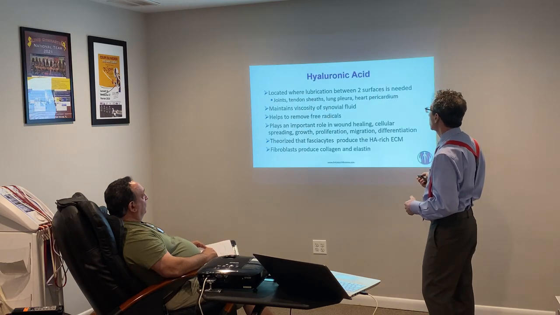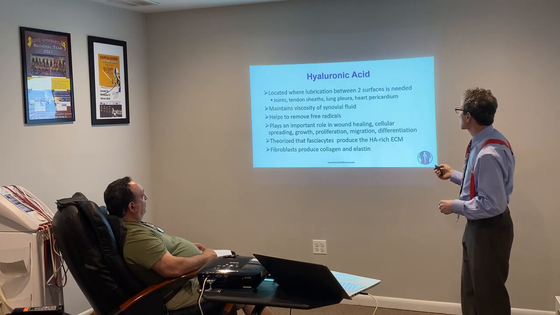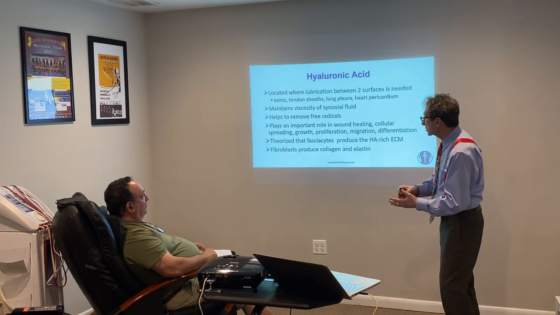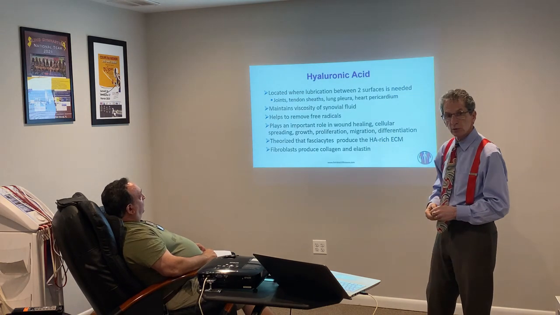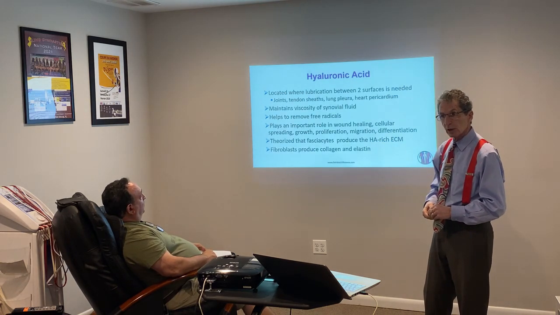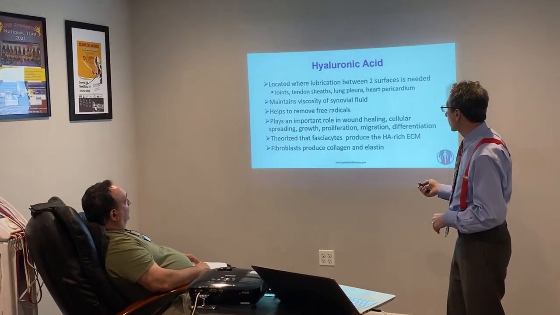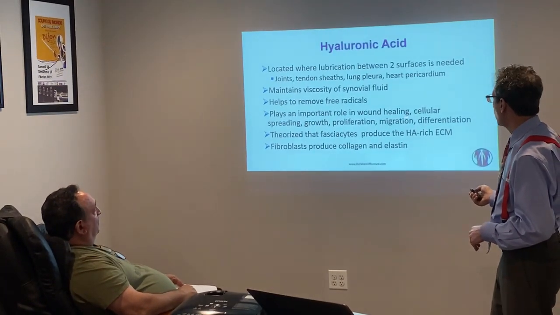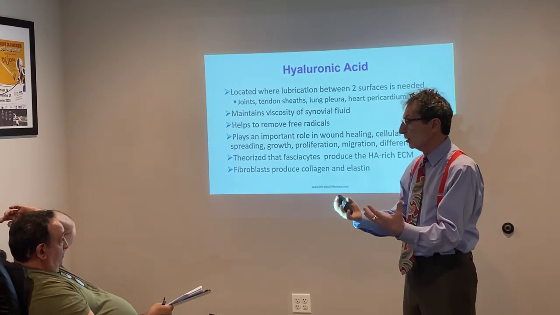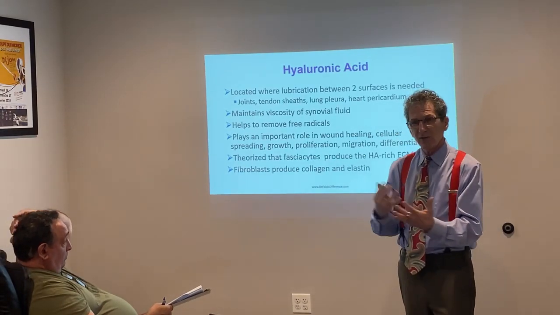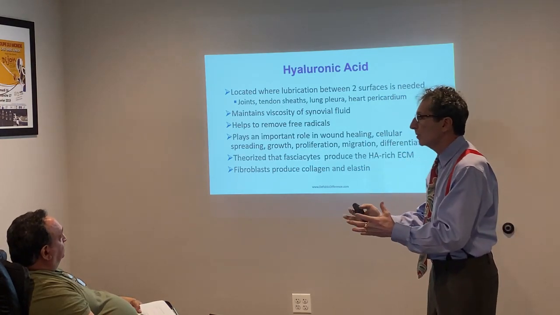So, hyaluronic acid, all the same stuff we talked about. For two surfaces, you need a lubrication, that's where it's going to be. It means viscosity of the synovial fluid. Ooh, cool. So if we stimulate hyaluronic acid, it's going to help synovial joints. Removes free radicals. It's important in wound healing, all cellular functions. Why? Because it's the extracellular matrix. Hyaluronic acid is the foundation. So if you have a healthy extracellular matrix, cellular function is going to be better.